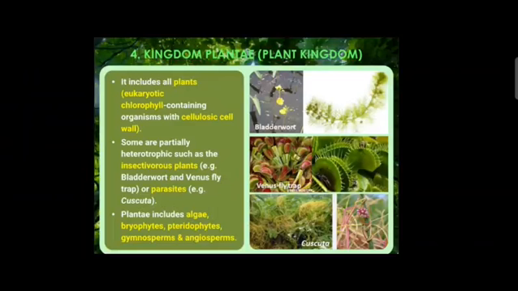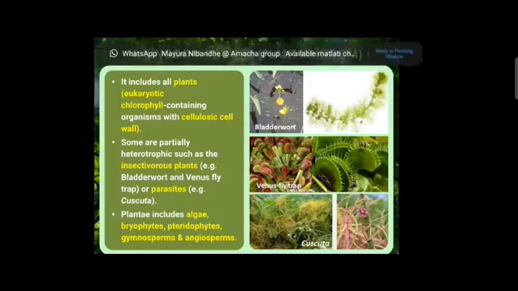Then chlorophyll containing, they have the green pigment called chlorophyll, with the help of which they are preparing their own food. With cellulosic cell wall, all the cells are covered with a cell wall, and this cell wall is made up of cellulose, so it is called a cellulosic cell wall. Okay. Then some are partially heterotrophic, such as the insectivorous plants.